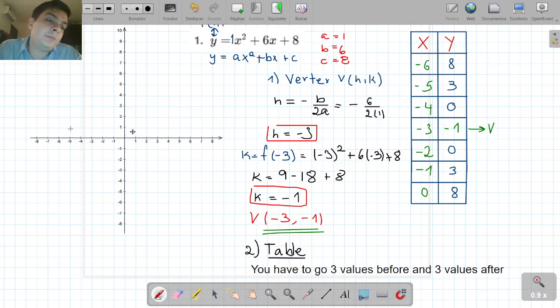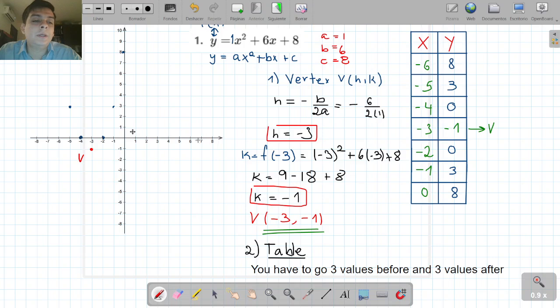-5 and 3, -5, 3 is here. -4, 0 is just right here. -3, -1. Remember, this is the vertex. Very important. It's very important to show this is the vertex. And then we have -2, 0 here. -1, 3. 0, 8. 0 and 8.